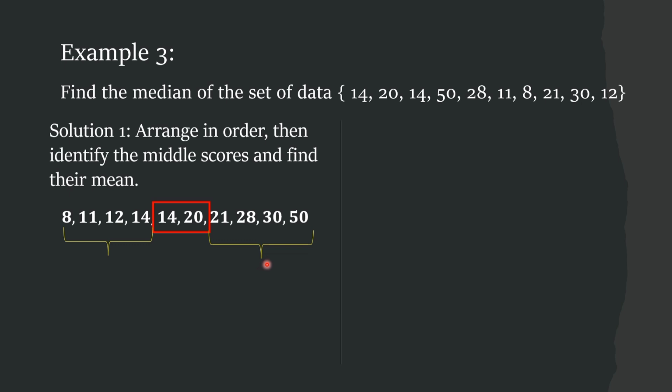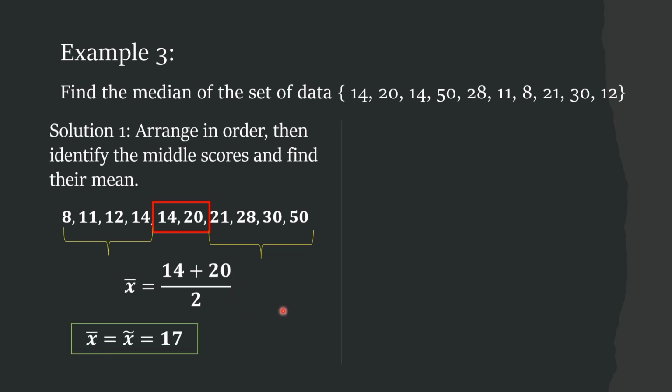Take note, the median must be one value. So how to find it? Get the mean of 14 and 20. 14 plus 20 divided by 2 is 17. That's the median. For our solution 2, using the formula, 1, 2, 3, 4, 5, 6, 7, 8, 9, 10.